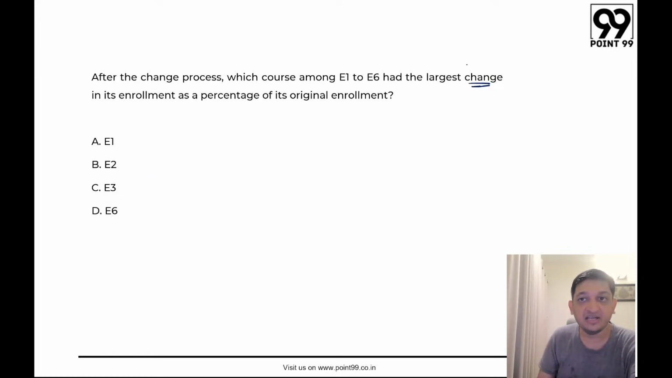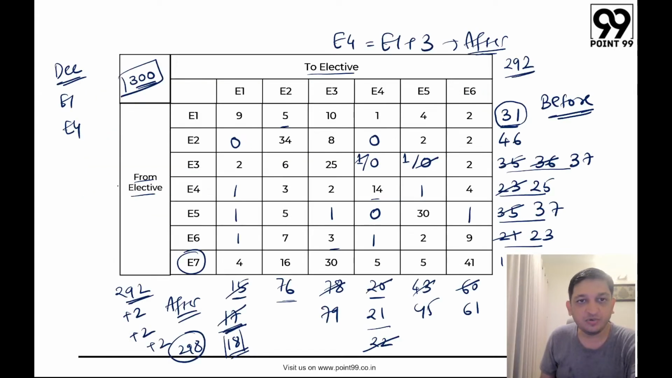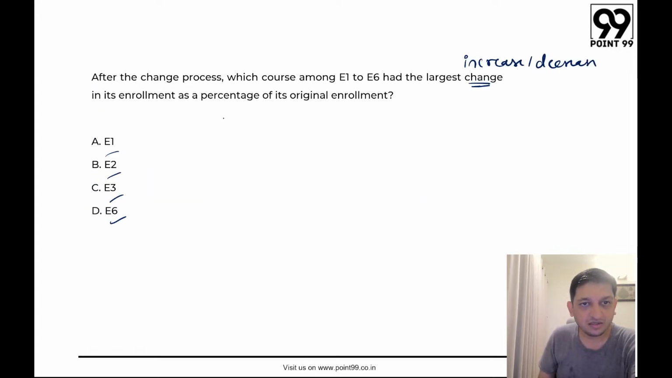And change बोला है यहाँ पे, they have not spoken about increase or decrease here. It's just change that has been asked to us. ठीक है, so और options भी दिए हुए, so E1, E2, E3, E6 ही देखने हैं। E4, E5 we need not even check. Let me write all the numbers first. So E1, E2, E3, E6 के before देख लेते हैं। E1 31, E2 46, E3 37, E6 23। ठीक है, these are the before numbers.